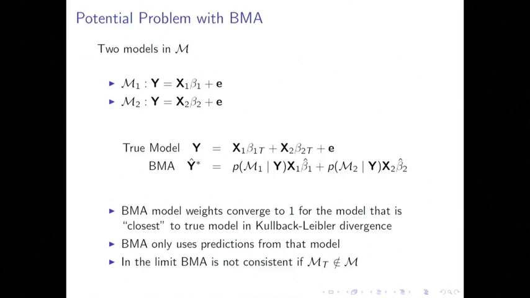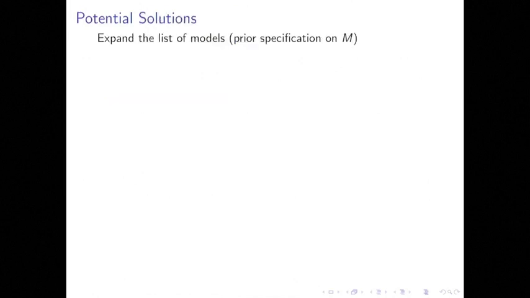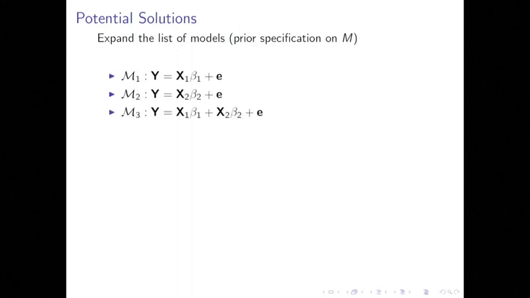All right, so what are some potential solutions? Well, the obvious thing in that case is to just add a third model to that list. Now the true model is actually in our list of models. Under nice regularity conditions and priors, we will get consistency. That will be great. But how do we ever know that the true model is in our list?